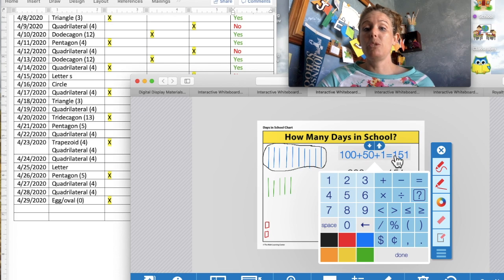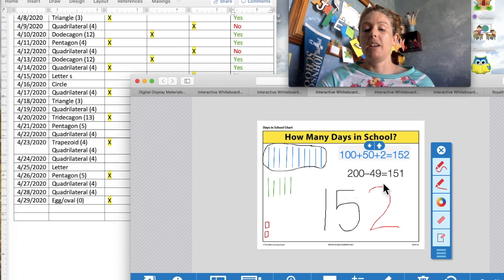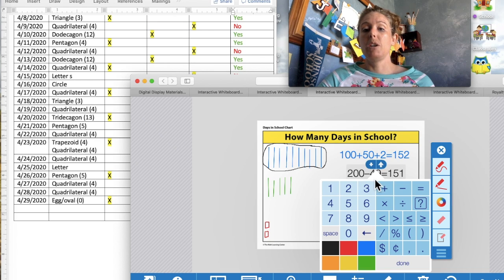That's right, we need to change the 1 to a 2. So we'll go ahead and fix to a 2. Adding 2 equals 152. And remember, we were taking the difference between 200 and how many days we have been in school. So we are thinking 200 take away 49 equals 151.